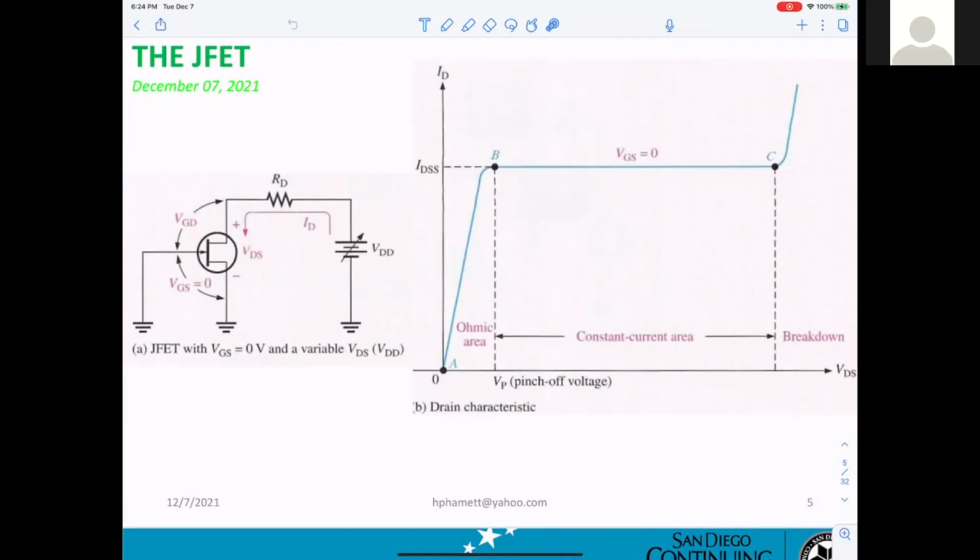Hey, Mr. Pham, what does IDSS mean? Current drain to source with the source shorted? Right, with the VGS shorted. Remember, VGS equals 0, then you get the maximum current. That's IDSS. And later on, you can see the IDSS in the data sheet of the JFET. That means whenever VGS equals 0, then the current must equal IDSS.